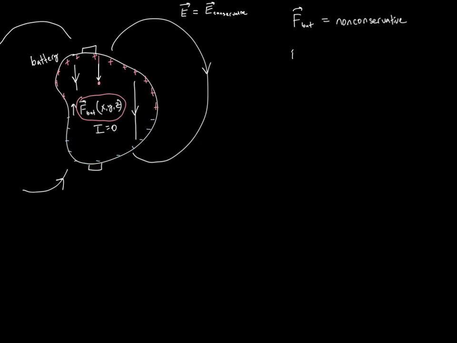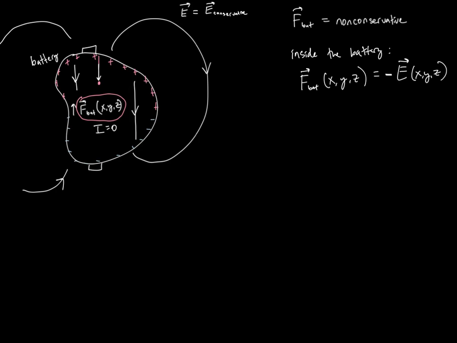So inside the battery, let's just write this out. We have F bat, which again is a function of x, y, z. This must be equal to minus the electric field, which is also a function of x, y, z, due to the charge separation. And this equivalency holds for every point, every position in the battery.